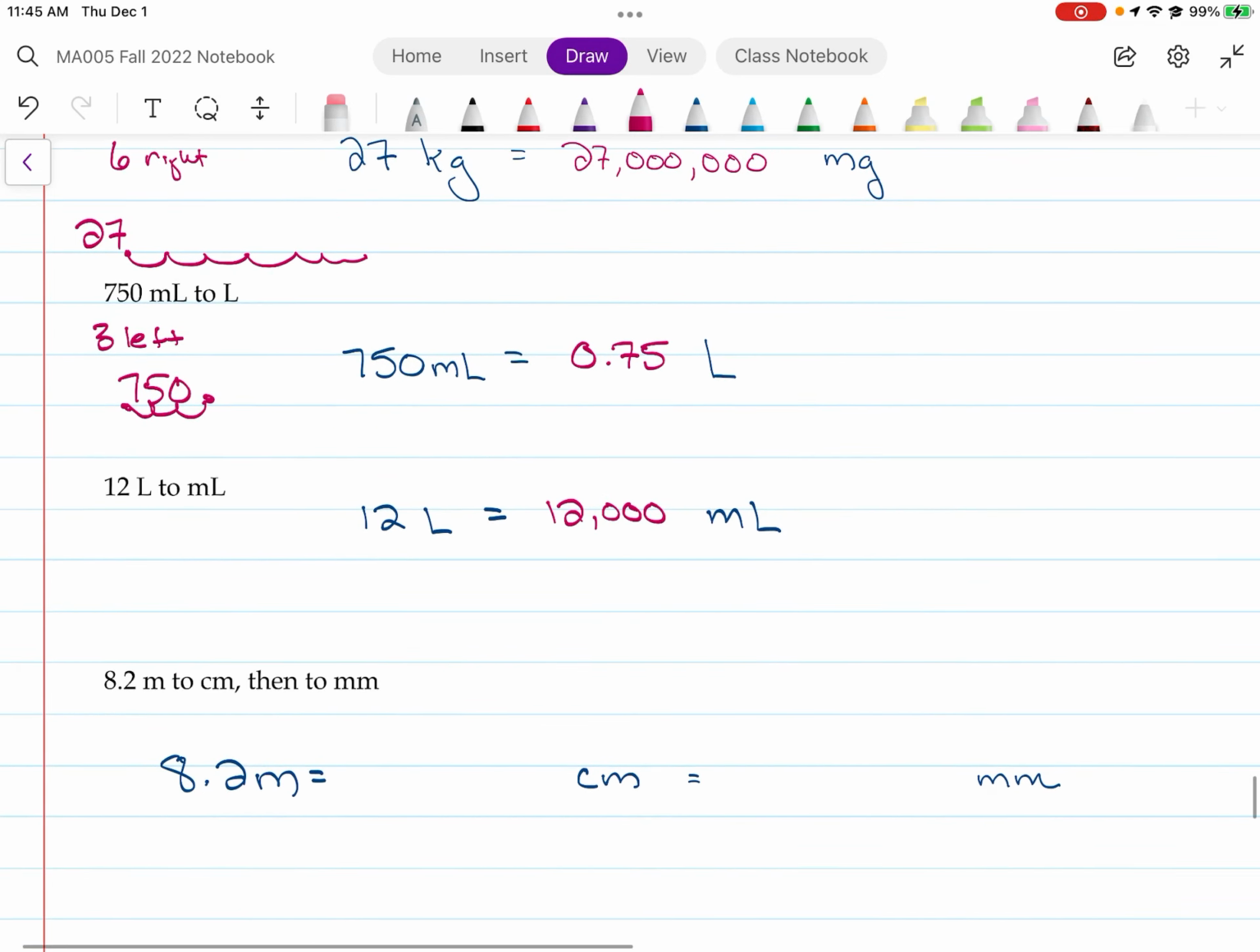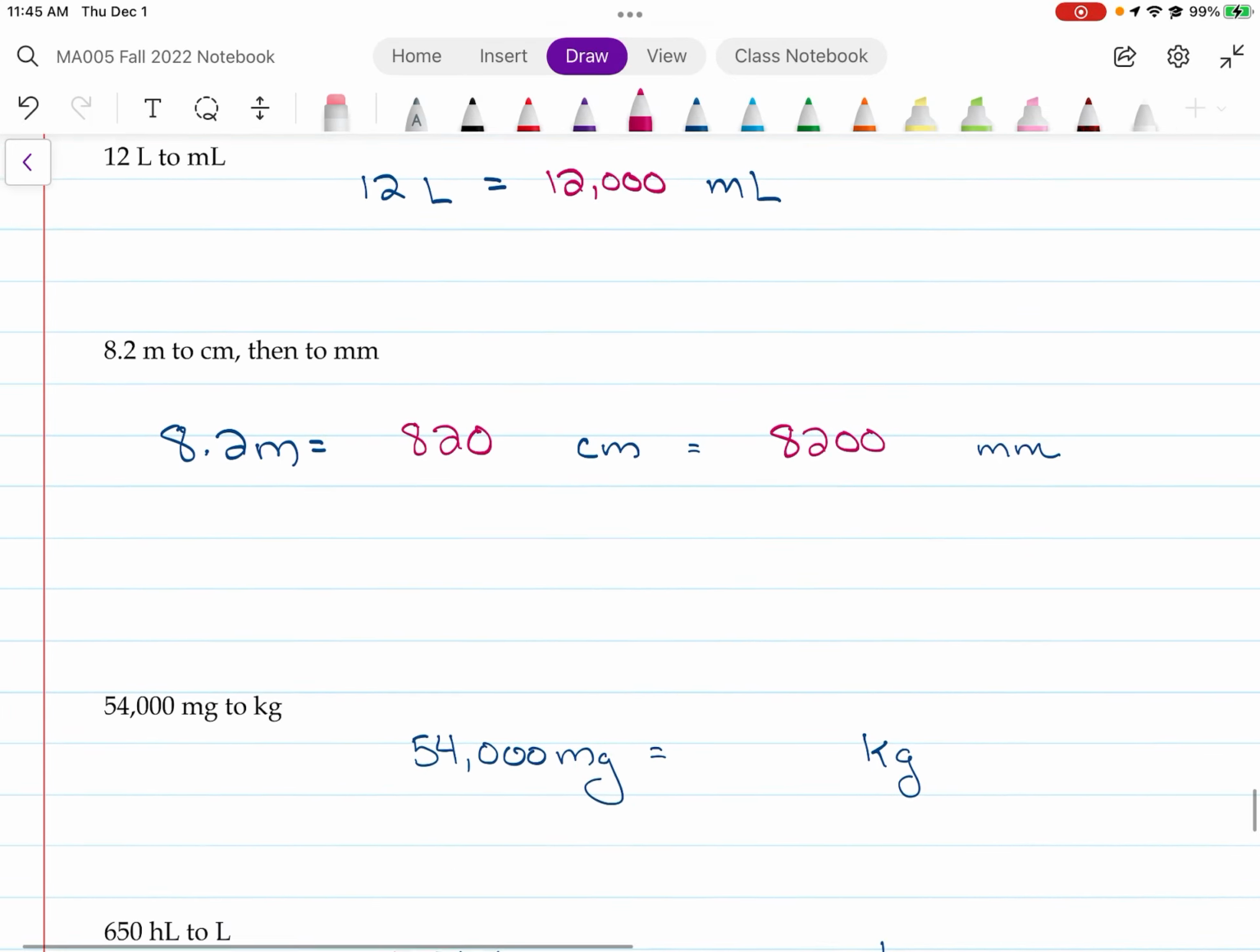Okay, try this one. All right, so from meters to centimeters, you're going to go right 2. So this becomes 820. From meters to millimeters, it's just right one more. So this becomes 8200.